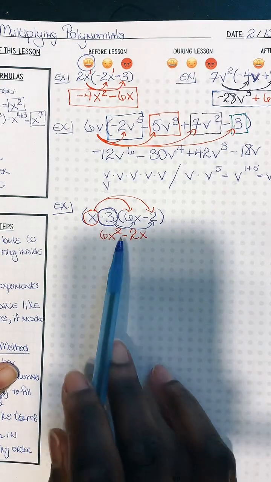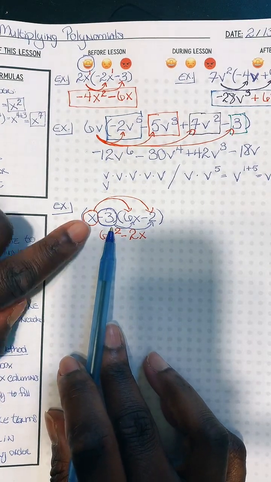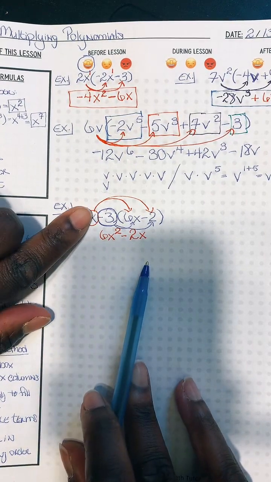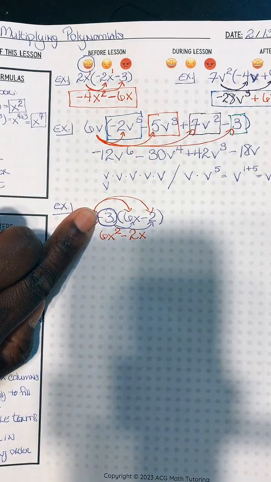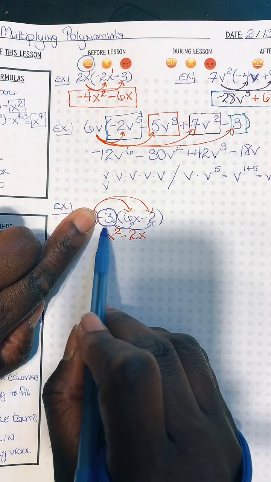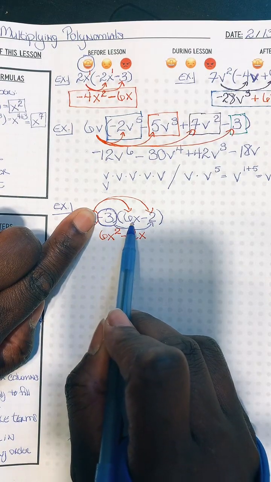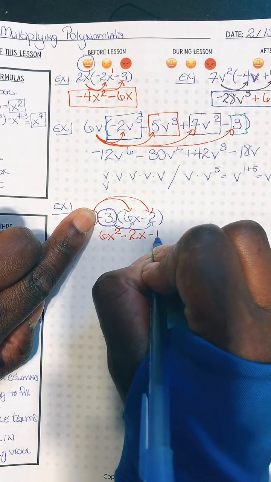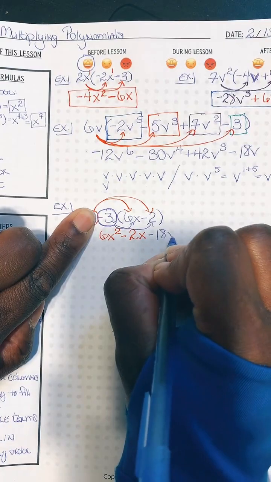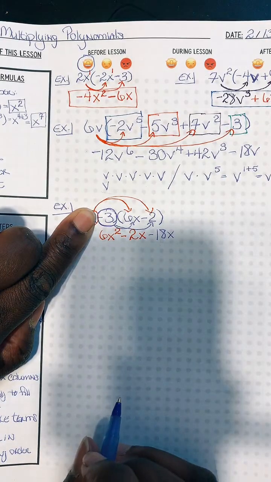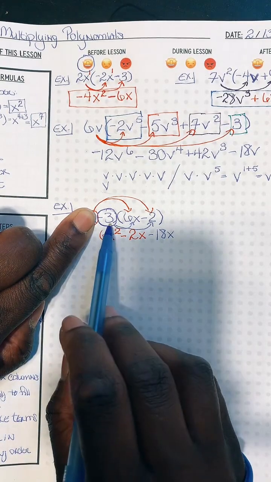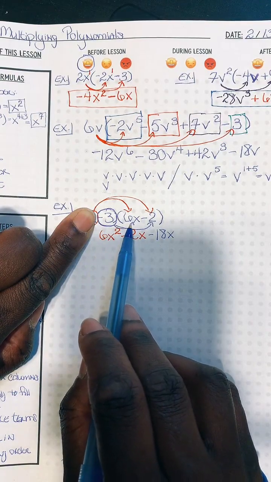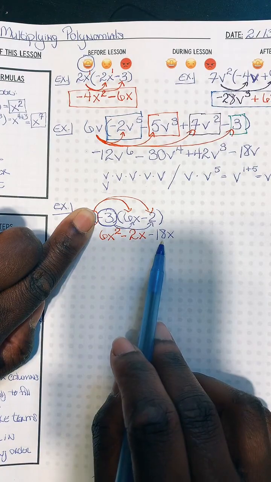So now we're going to take this -3. All right, so we distribute the x. Now we're going to distribute the -3. So -3 times 6x will give me a -18x. All right. So -3 times 6x will give me negative 18x.